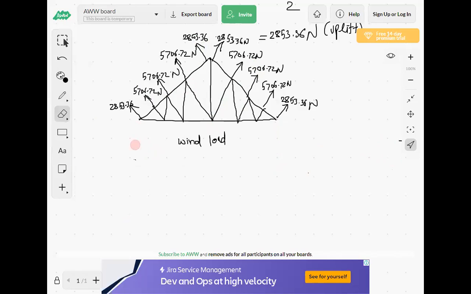Are you getting? So in this way, same problem will be there, only type of truss will be the change, and you have to find the dead load, live load, and wind load. Are you getting, everyone?